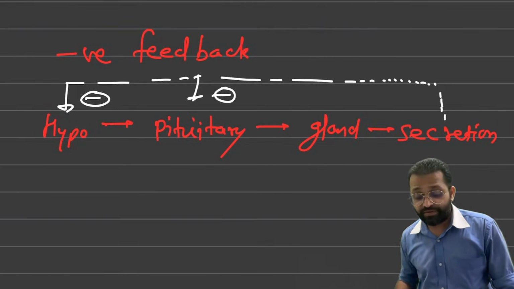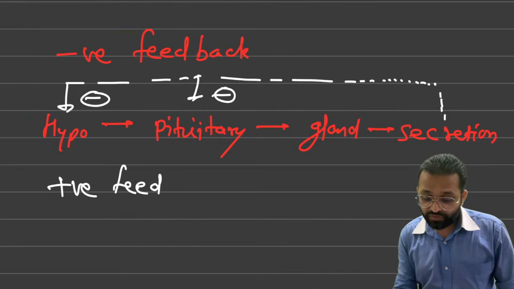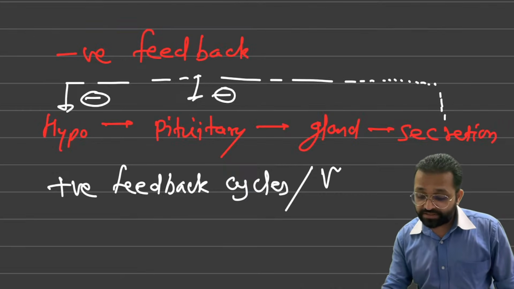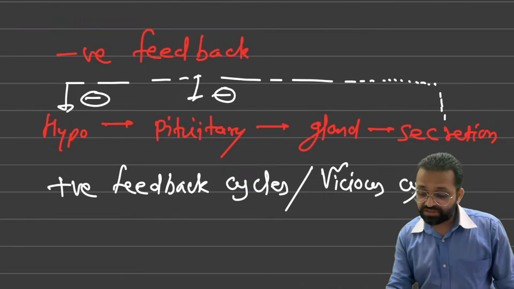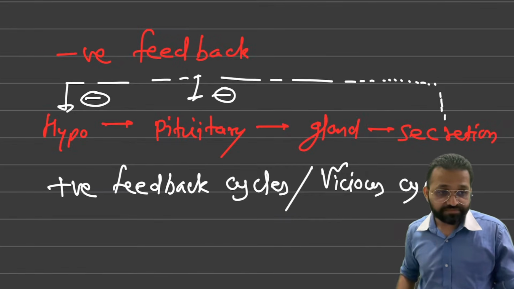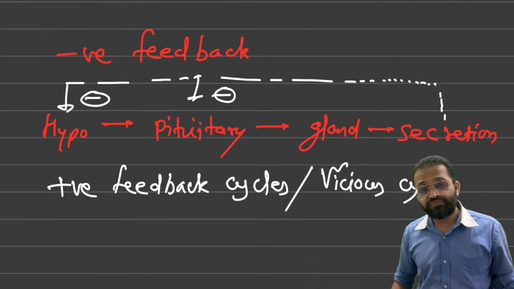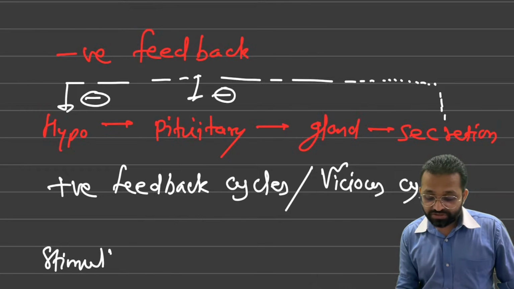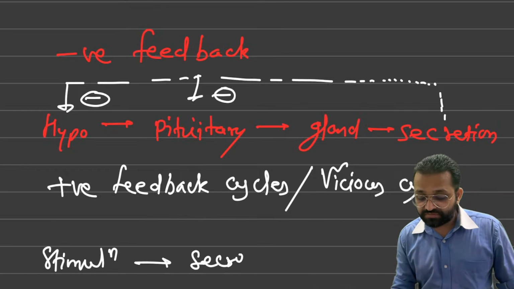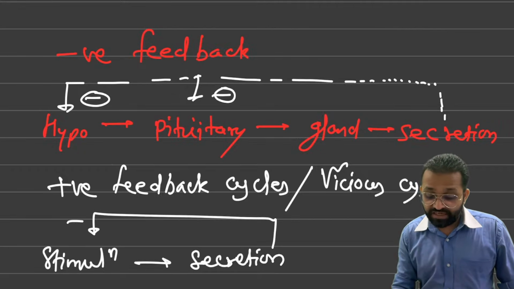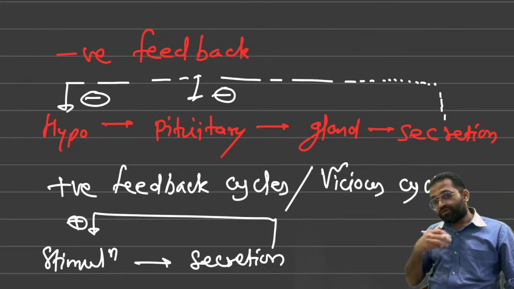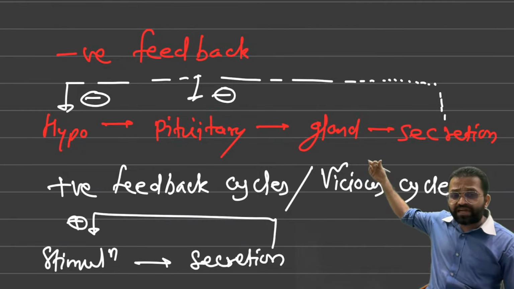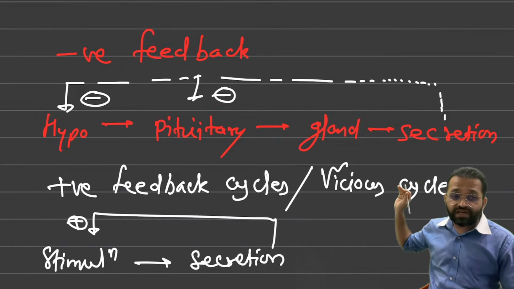Maximum cycles are negative feedback, but there are a few positive feedback cycles also, which are also known as vicious cycles. Getting the point? Okay, vicious cycle. So what is happening? There is a certain stimulation which is causing the secretion, and now this secretion is again stimulating. So this is the positive or vicious cycle. Every cycle in our body is negative feedback, but there are two classical cycles which are vicious.